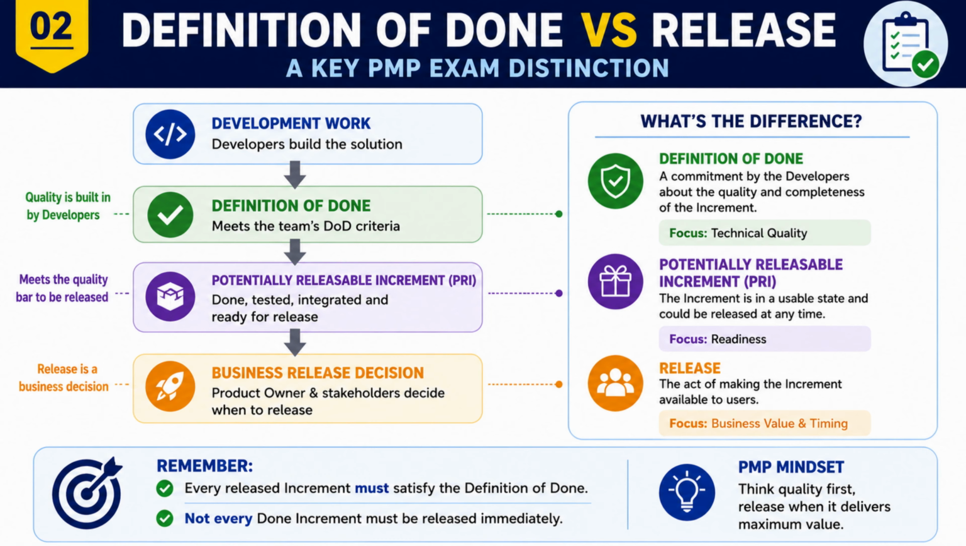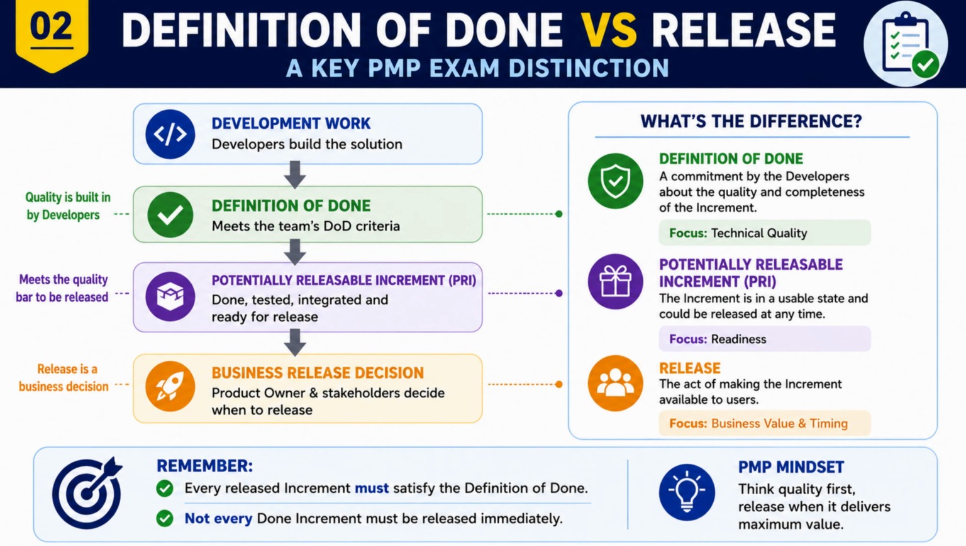When the work satisfies all agreed quality criteria, it meets the definition of done. This means the increment is complete, tested, integrated, and usable according to the team's quality standards. At this point, the increment becomes potentially releasable. In other words, it's technically ready to be released at any time.